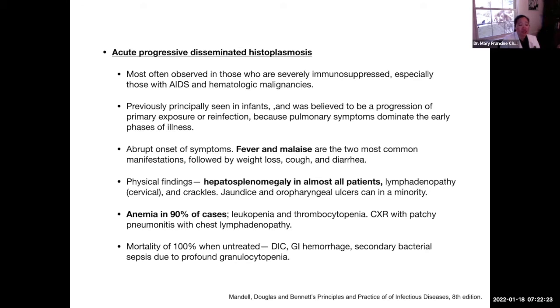And mortality is 100% when untreated. Mostly your patient's route of exit will be through ICH or GI hemorrhage because of severe thrombocytopenia, or secondary bacterial sepsis due to profound granulocytopenia. So, it's a very severe infection.